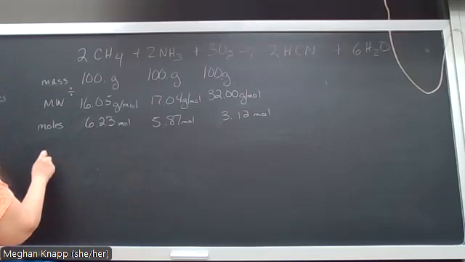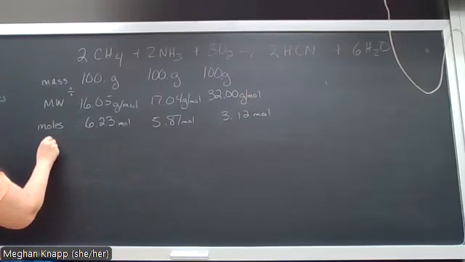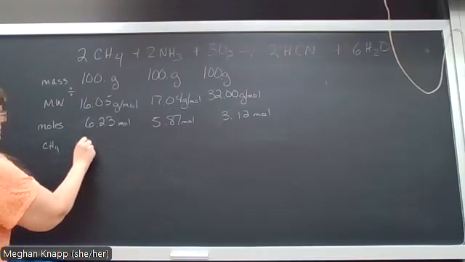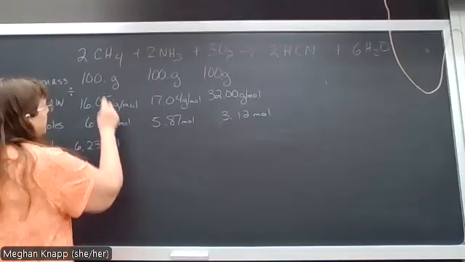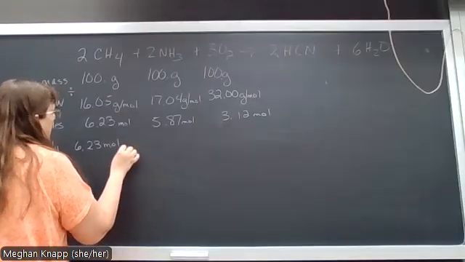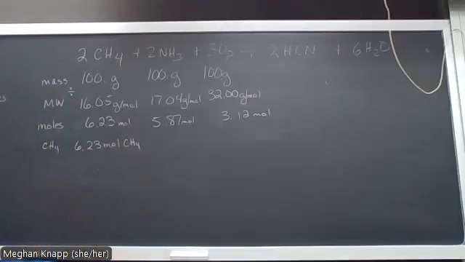Okay. So we're going to have to check for each of the reactants. So for CH4, we have 6.23 moles of the methane. So I'm going to keep my chemical. Anytime I do stoichiometry, I want to have the chemicals in the formula or in my equation so I don't lose track of where I am.